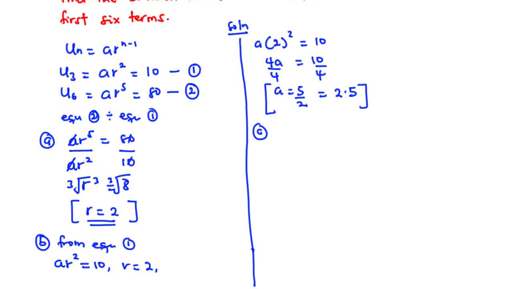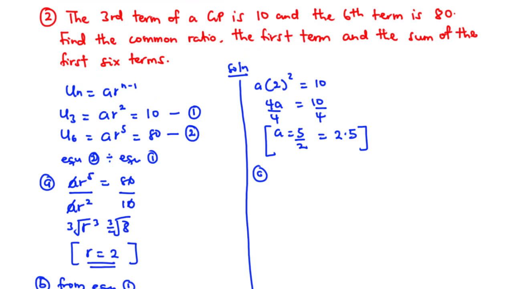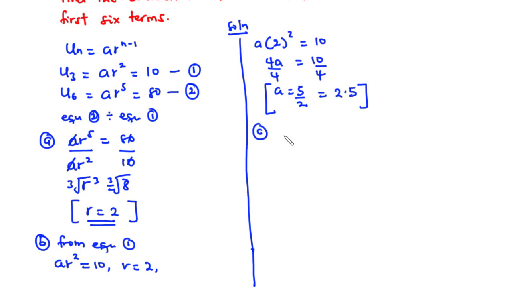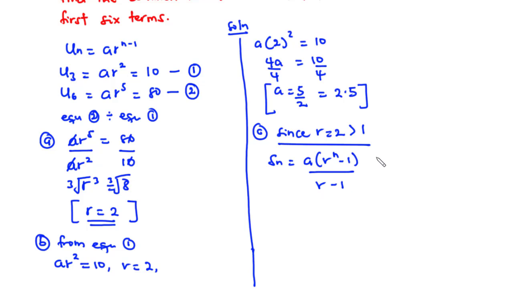So lastly, we are going to find the sum of the first 6 terms. Now since r is greater than 1, we are going to use the formula Sn equals a times r exponent n minus 1 over r minus 1. Therefore, we have S6 equal to a, which is 5 over 2, times r, which is 2 exponent n, n is 6, minus 1, over 2 minus 1.